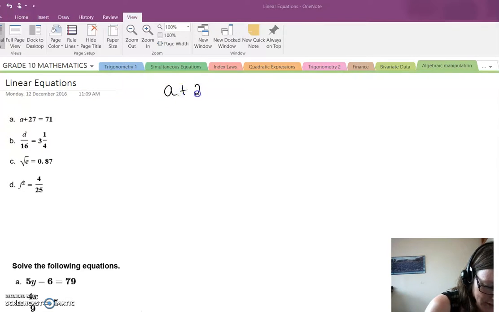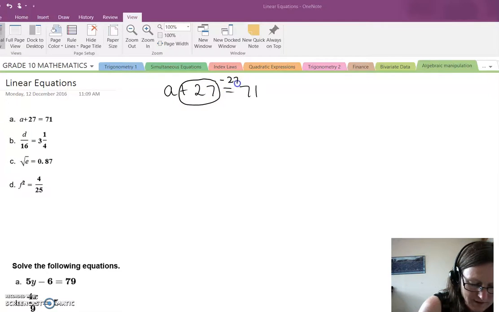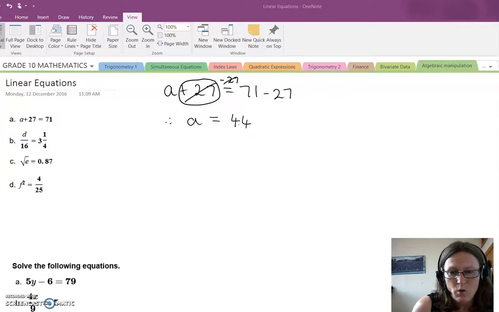A plus 27 equals 71. We want to solve for A. So, plus 27, if we subtract 27, that cancels. We need to do the same to the other side, which is subtract 27. So on the left-hand side, we're left with A. On the right-hand side, 44. That is a one-step equation that we've solved. We only had to do one step.